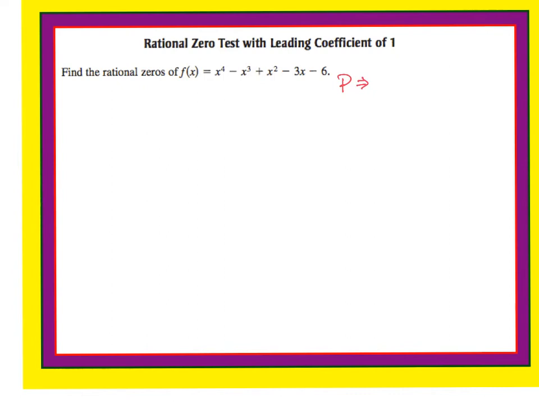How do I find p's? The factors of my constant. So what are my factors of my constant? 1 and 6. What else? And 2 and 3. All right.